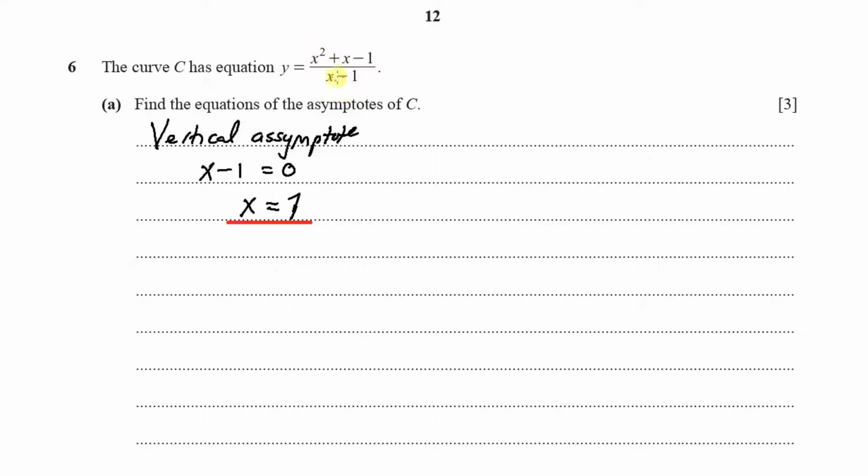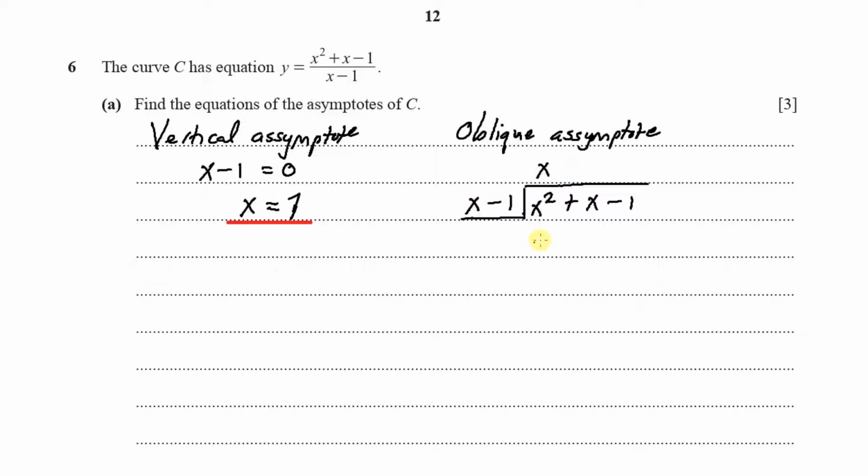And if you look here, you can see that the degree of the numerator is 1 greater than the degree of the denominator. This means that we have an oblique asymptote. So let's talk about the oblique asymptote. To find it, I'll divide x minus 1 into x squared plus x minus 1. So x into x squared, that's x, and x multiplying x minus 1, we get x squared minus x. So I'll subtract here, and x squared minus x squared, that's 0, and x minus minus x, that's 2x here.